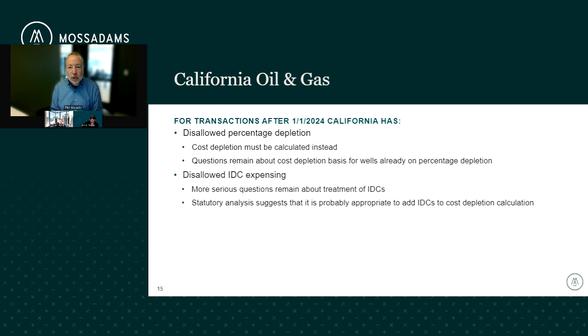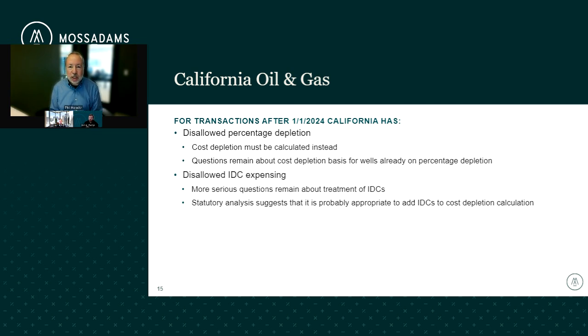First of all, as of 1/1/24, California disallows percentage depletion. You must use cost depletion instead. There are questions about what the cost depletion basis for wells already in are. And then they've also disallowed IDC expensing. And once again, they've left us with a host of questions because they disabled the federal section that allows IDC expensing. But what does that mean?